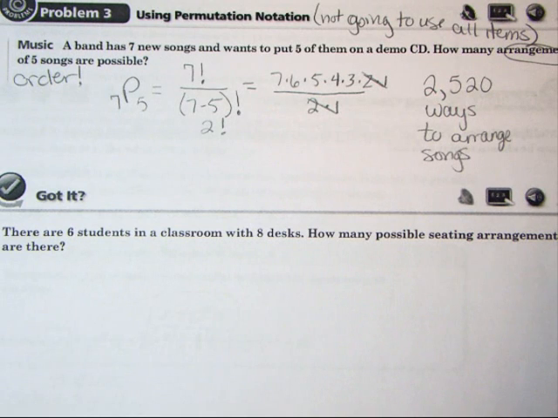There are 6 students in a classroom with 8 desks. How many possible seating arrangements are there? That's a pretty good question. We could do something like that for our class. You know, if I have 25 seats and I have 19 of you guys, I could do something just like this. Of course, the number that I could do is outrageous. We can handle this number.